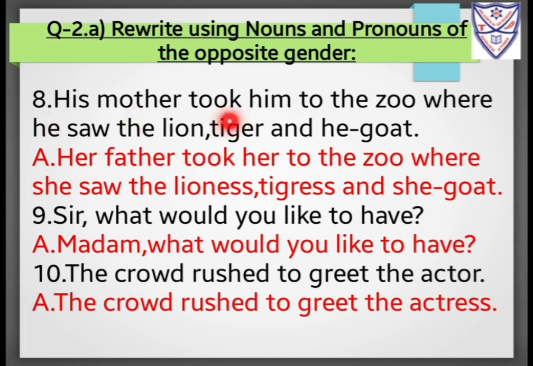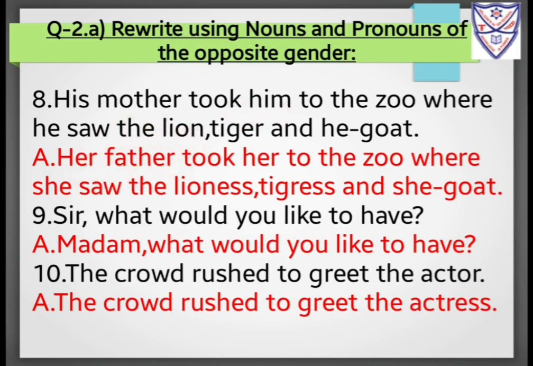Number 8, his mother took him to the zoo where he saw the lion, tiger and he-goat. Now over here we can see so many nouns and pronouns. So we will start rewriting them one by one. His will become her. His is a pronoun which is used only for the masculine gender, and her is again a pronoun which is used for the feminine gender. Now again mother is a noun which is used only for the feminine gender. Its opposite form will be father, which is a noun that is used only for the masculine gender.